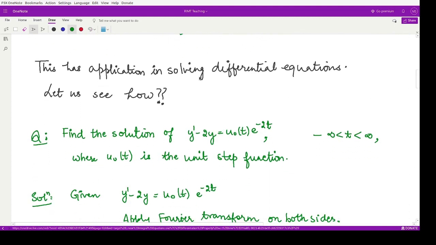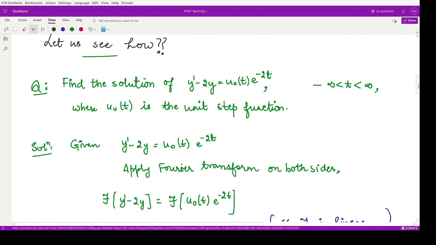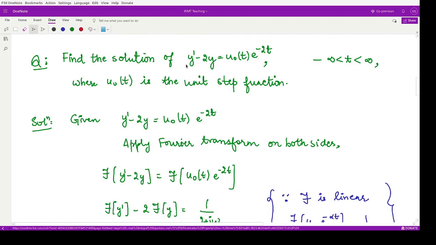So this has an application to solve differential equations. So let us proceed and see how this is true. Now we are to look for the solution of this differential equation: y dash plus 2y is equal to u naught t e to the power minus 2t, and t varies from minus infinity to infinity, where what is this u naught t?